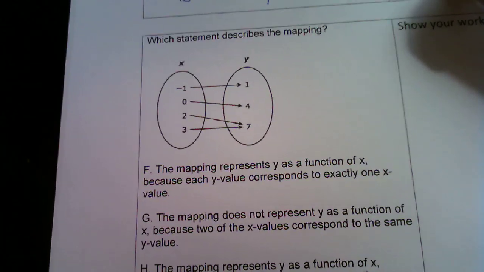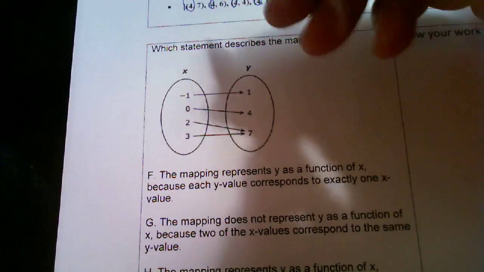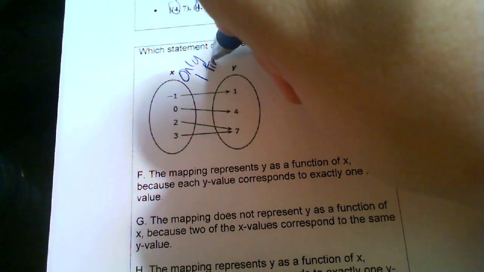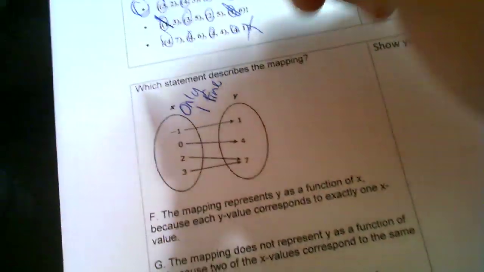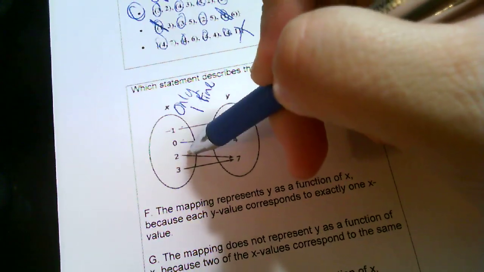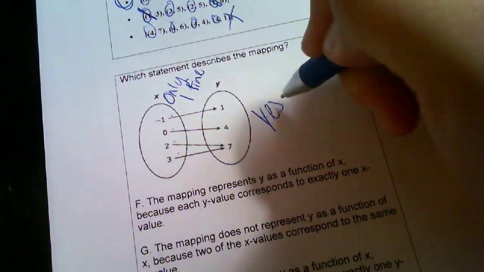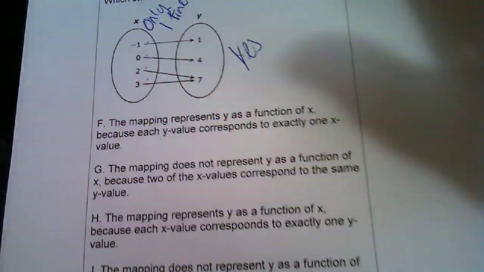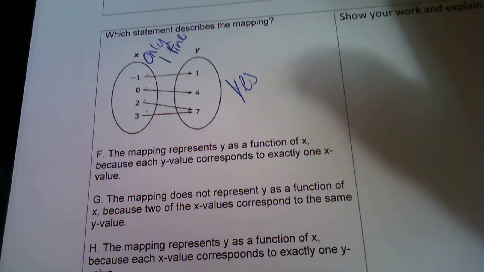Which statement describes the mapping? Again, mapping, x only one line or one time. So we're going to say this is a function: only one line, only one line, only one line, and only one line. So yes, it is a function. We read our answer choices. Which statement best describes the mapping?